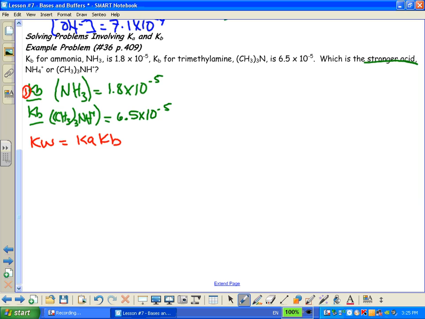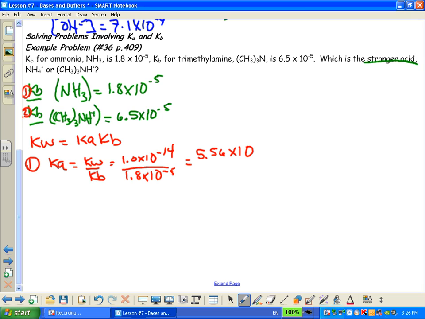So we'll say this is number 1, this is 2. For number 1, if we plug in our values to find Ka, Ka is equal to Kw divided by Kb. Our Kw is a constant, 1.0 times 10 to the negative 14, divided by our Kb, which was given, 1.8 times 10 to the negative 5. You put that into your calculator and you end up with 5.56 times 10 to the negative 10.